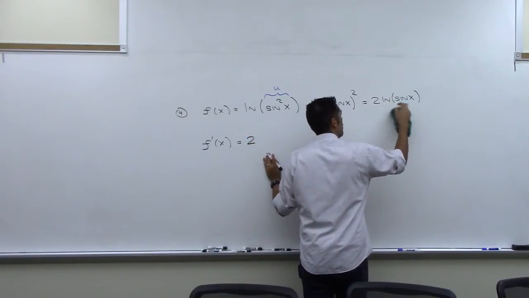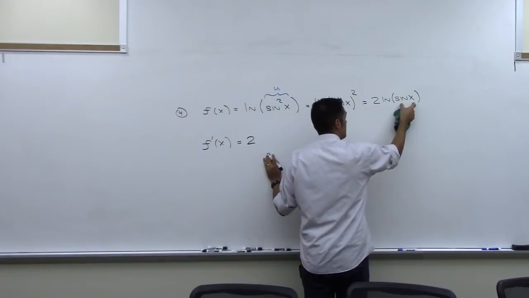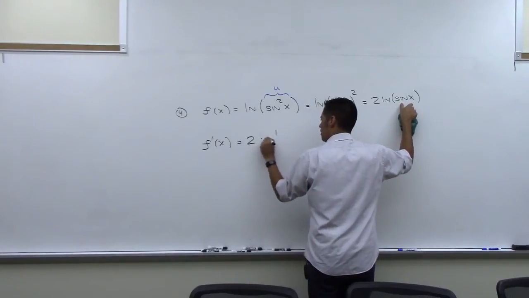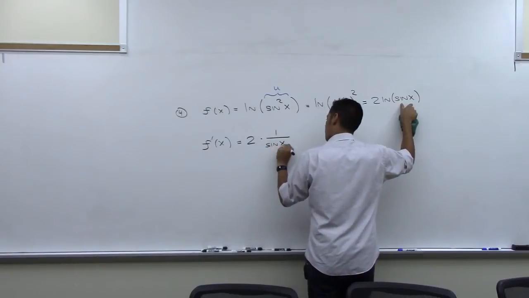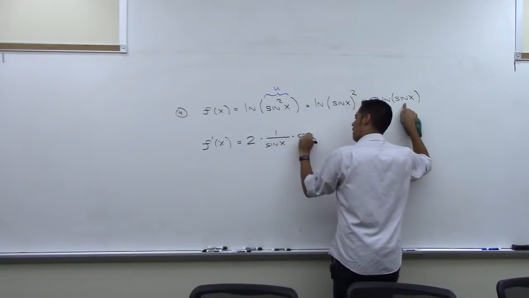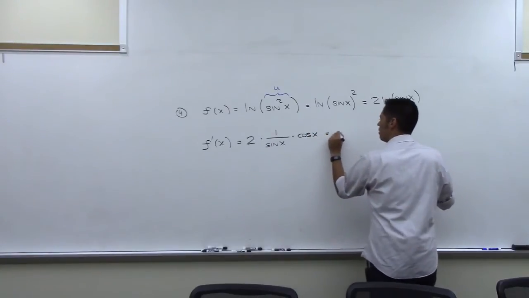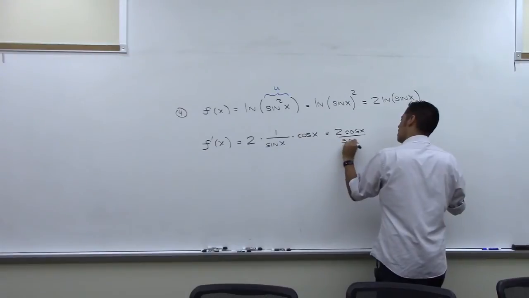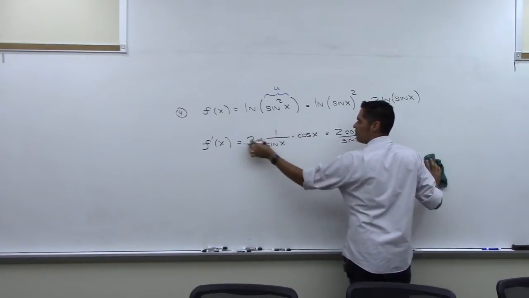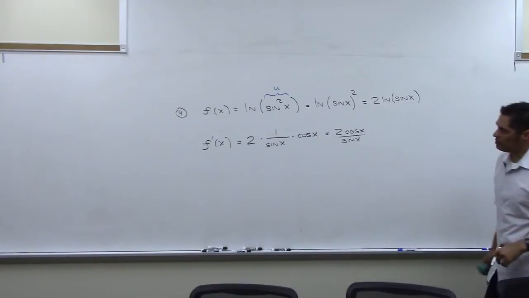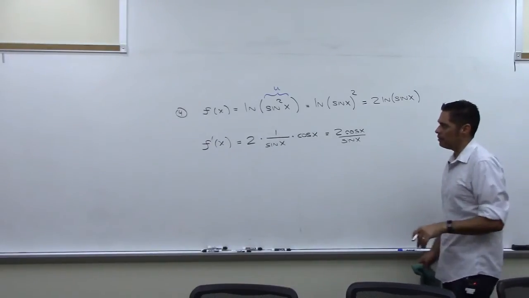Derivative of natural log of u. Okay, this is going to be my u here. The derivative of natural log of something is 1 over that something, times the derivative of what's in here, which is just cosine. And you'll notice here I get 2 cosine x over sine x, right? Just that cosine and the 2 come on top. And that's exactly what we just had. That's 2 cotangent x. I just want to point out that we could have done that.